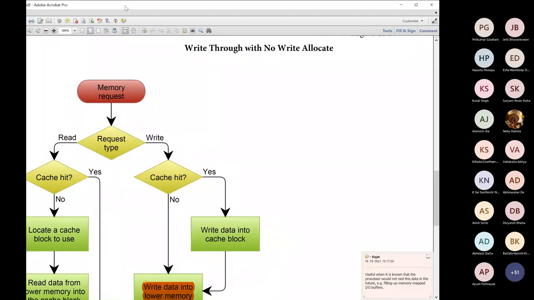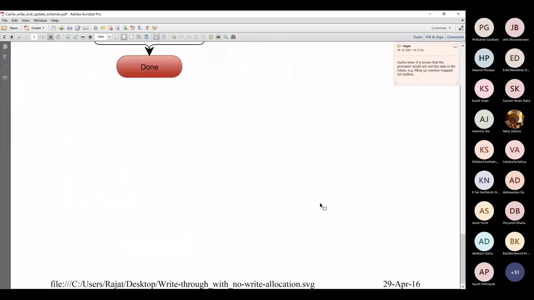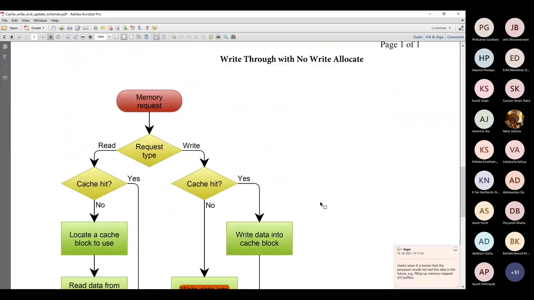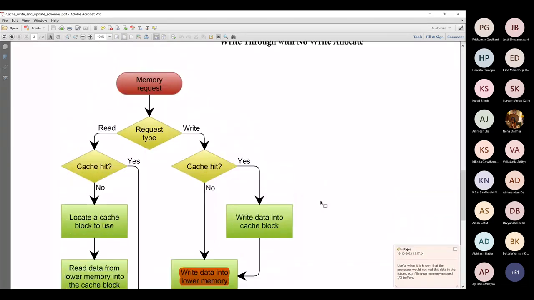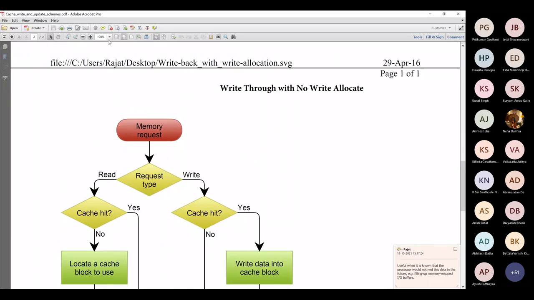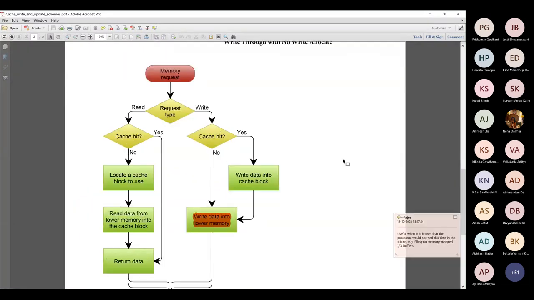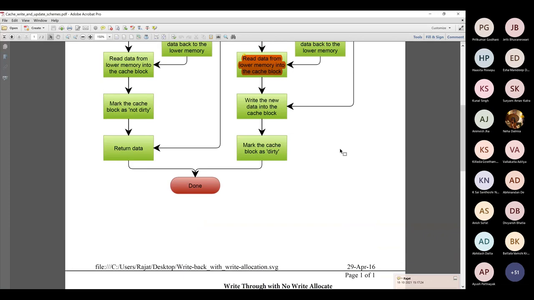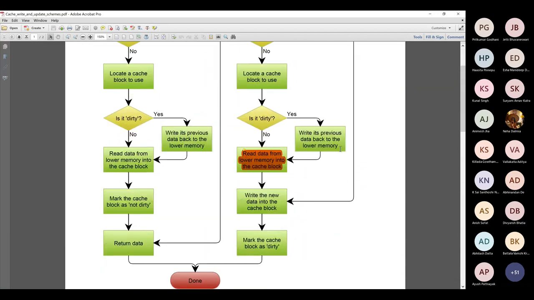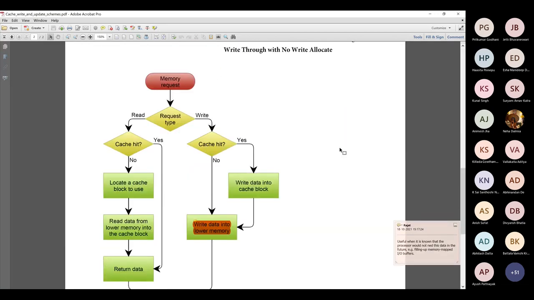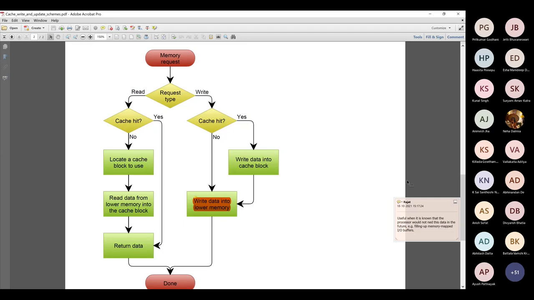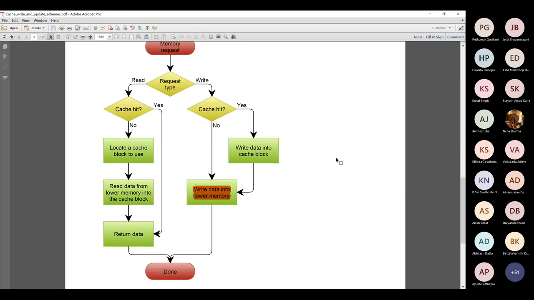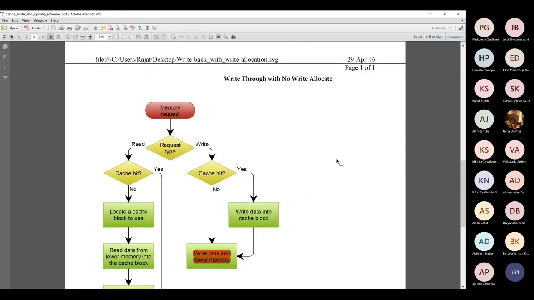First, let me describe write through. Write through with no write allocate is one of the common options, and write back with write allocate is the other common option. Okay, what is write allocate? I will describe. First of all, this is write through.